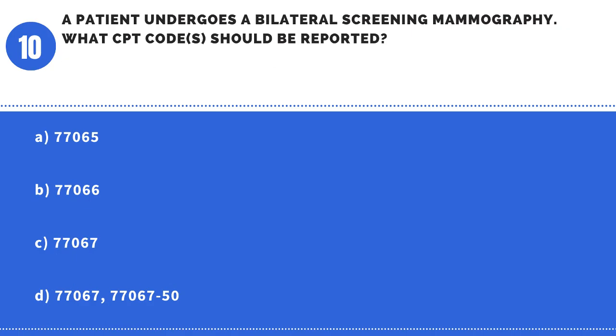Question 10. A patient undergoes a bilateral screening mammography. What CPT code should be reported? A. 77065. B. 77066. C. 77067. D. 77067-50. Answer: C.